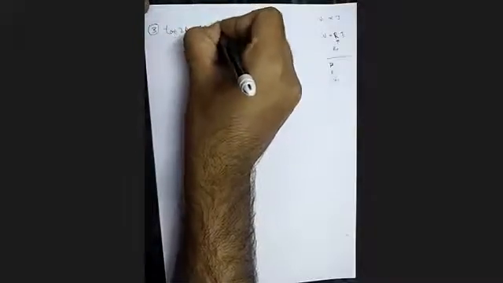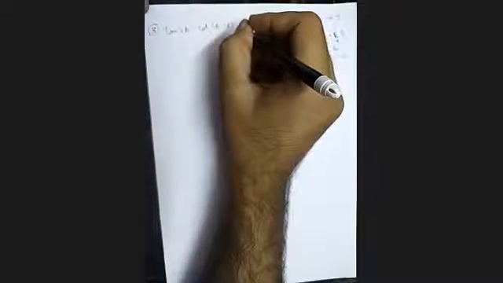If tan 2a is equal to cot a minus 18, where 2a is an acute angle, find the value of a.